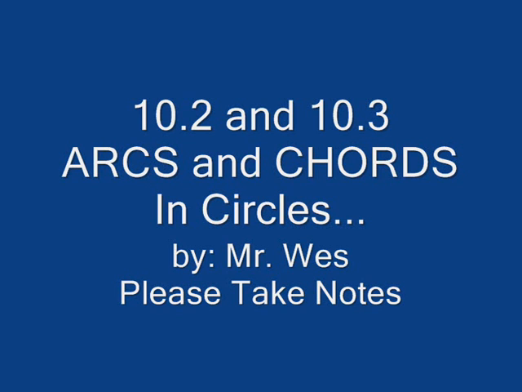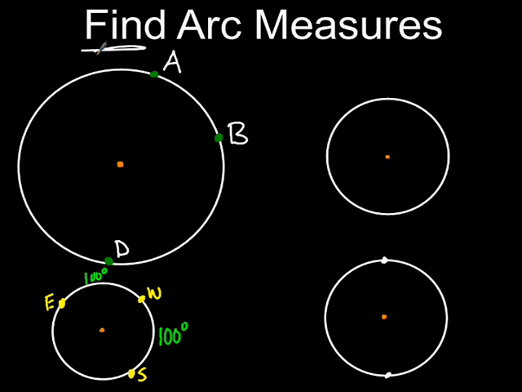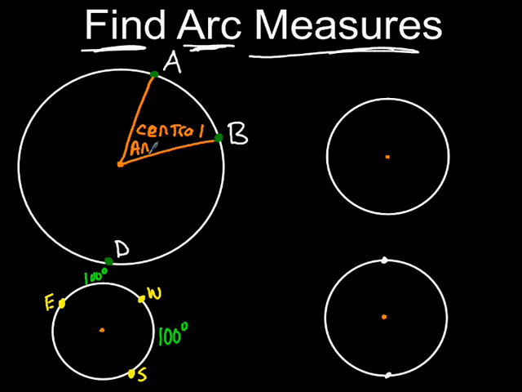Hey, what's up everybody? Let's find arc measures. Okay, what's an arc? Let's talk about that. Let's start off with saying we have some type of angle inside a circle. This would be called the central angle. Now, let's say we have an arc. When we have a central angle, this arc is formed between A and B.